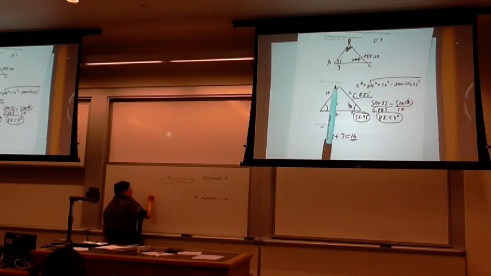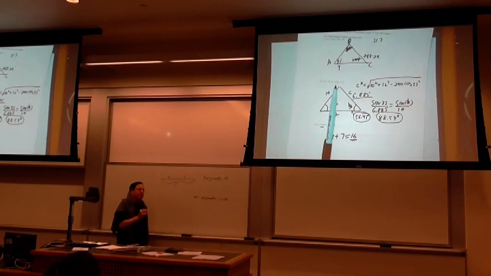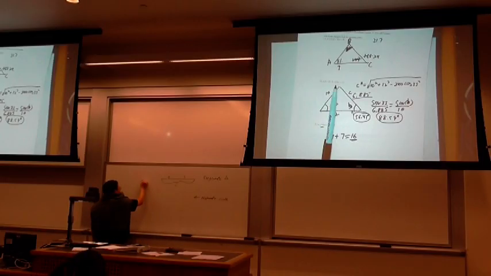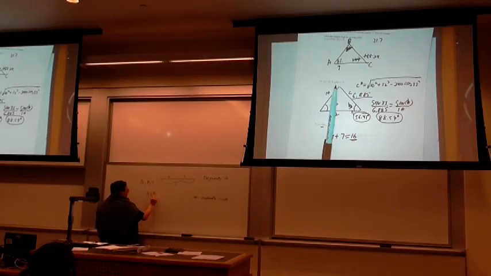This is actually a really important idea. If you have a triangle with sides A, B, and C, then A plus B has to be greater than C. A plus C has to be greater than B. B plus C has to be greater than A. Otherwise, it's not a triangle.